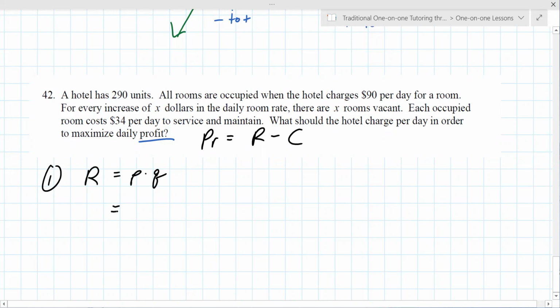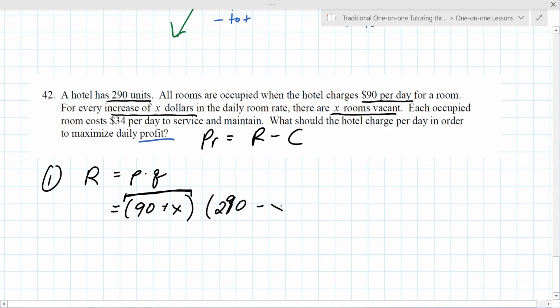So your price is $90, but they want to increase the room by X dollars. So it's going to go 90 plus X. That's your price, not times X. So that comes from that right there. Their quantity, okay, it's 290 to start, but then it goes down by X. So this is your quantity.